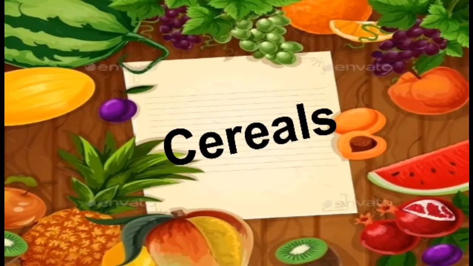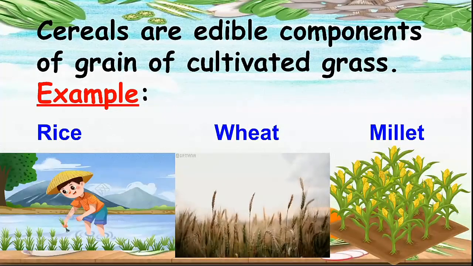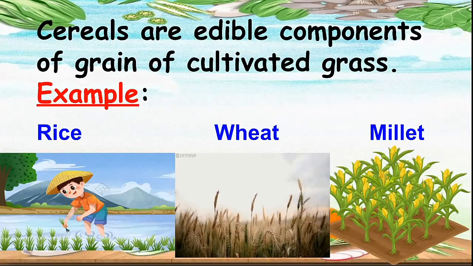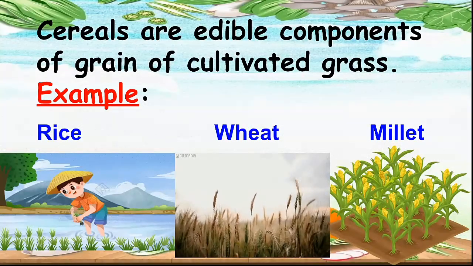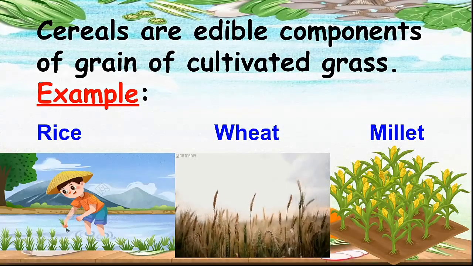Next, cereals. Cereals are edible components of grain of cultivated grass. Children, I will repeat this. Cereals are edible components of grain of cultivated grass. For example, rice, wheat and millet.